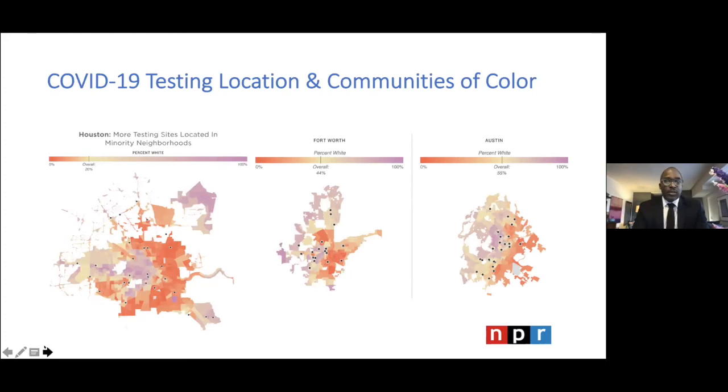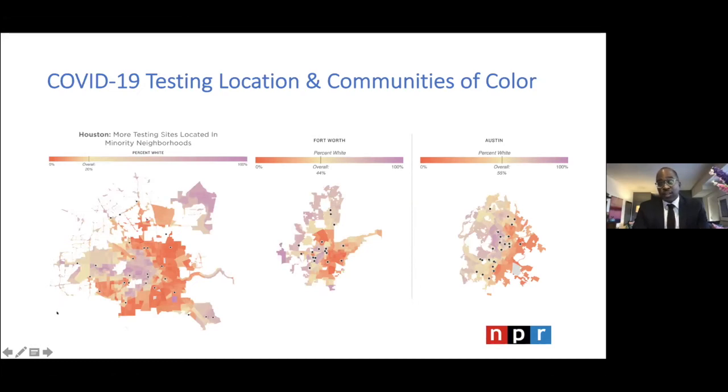For instance, NPR ran a story a couple of weeks ago where they were looking at COVID-19 testing locations in big cities in Texas. And they found that for Houston, Fort Worth, and Austin, COVID-19 testing was located in disproportionately white neighborhoods. That's the hot pink that you could see here, the percentage white, which is higher, as compared to the orange places that are more minority. And they saw that for Houston, for Fort Worth, as well as for Austin.